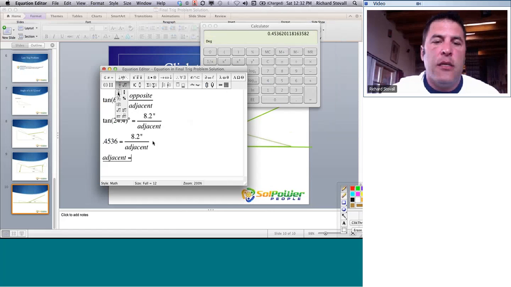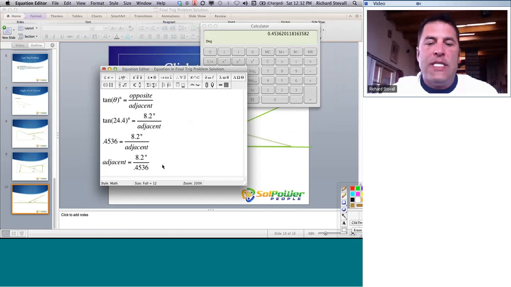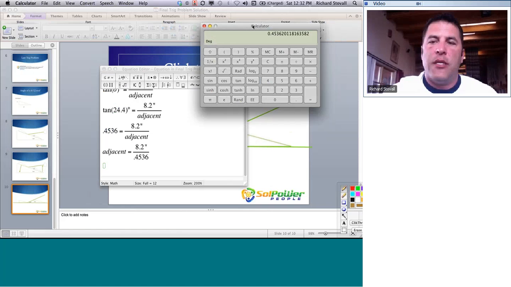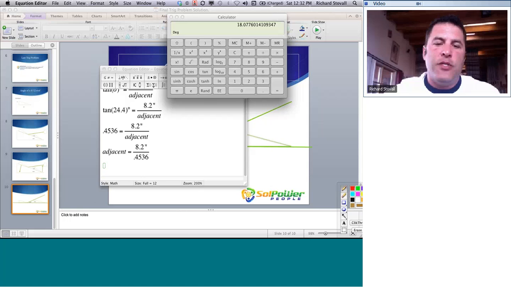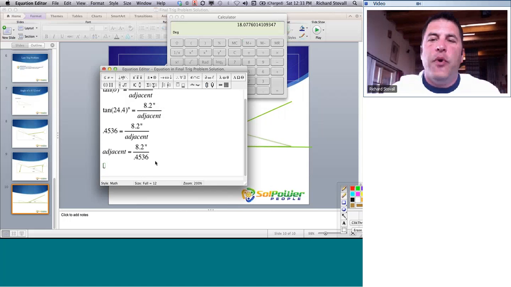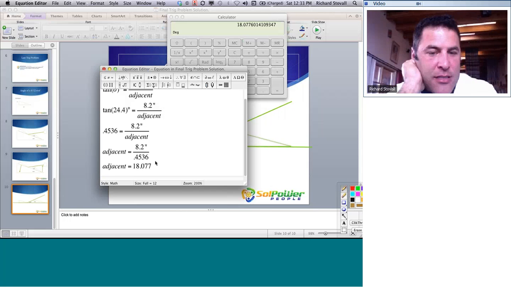Okay, we get 8.2 inches over 0.4536, which the answer to that question is 8.2 divided by 0.4536 is equal to adjacent is equal to 18.077. Okay? So that is the length of the shadow at 4 p.m. on the shortest day with a 20 degree tilt module.